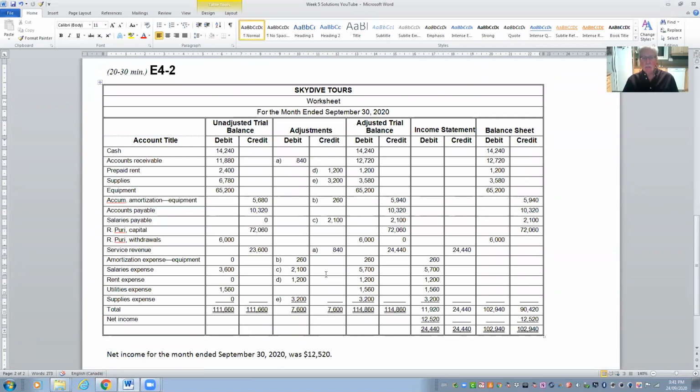Probably the most key part of the worksheet and that we really need to understand and get correct. You're going to see the rest of this is just pretty much extensions and moving some of the final amounts over to the respective financial statement columns, income statement, and balance sheet.